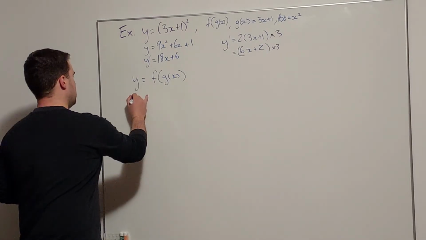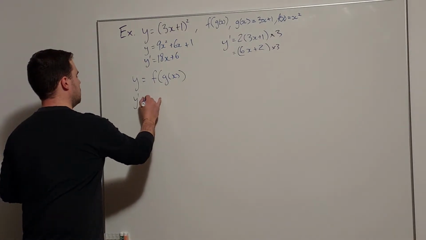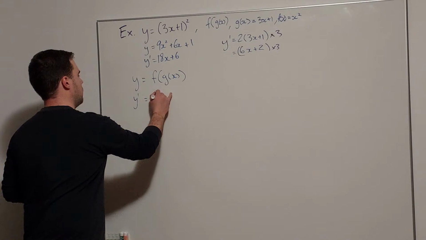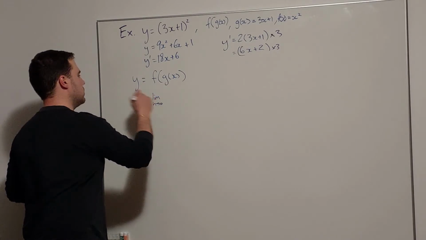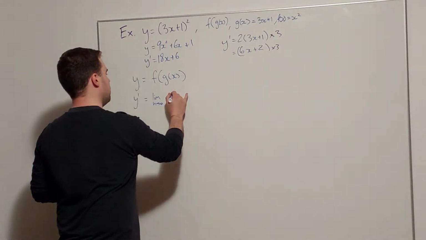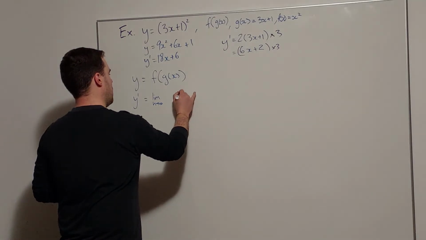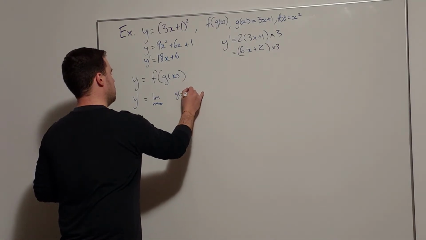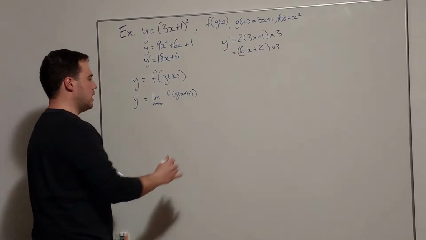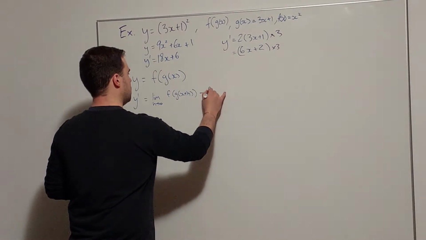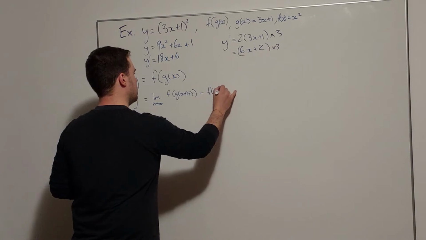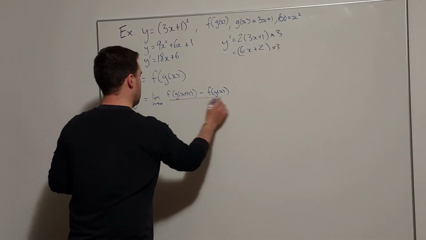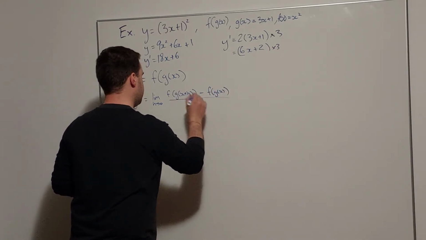So the derivative is going to be the limit as h goes to 0 of inputting x plus h into the function. So everywhere we see x, we're going to replace it with x plus h, minus the original function, so just x into the function, all over h.